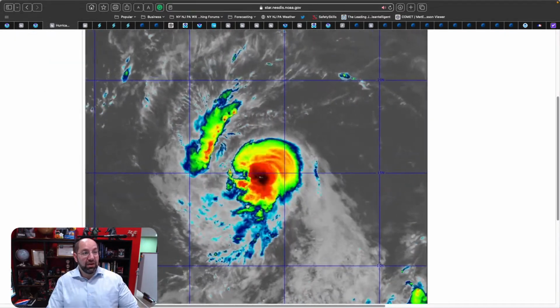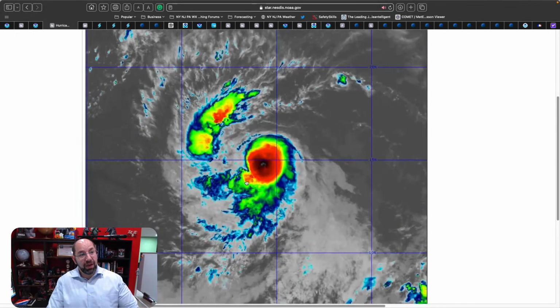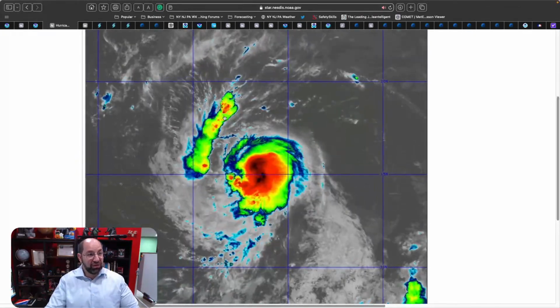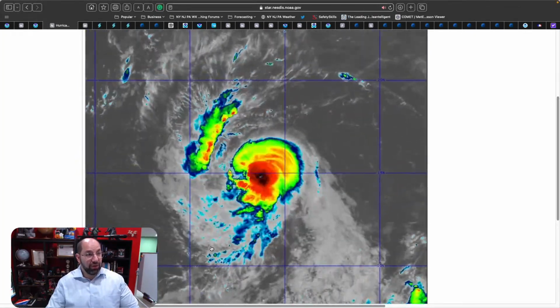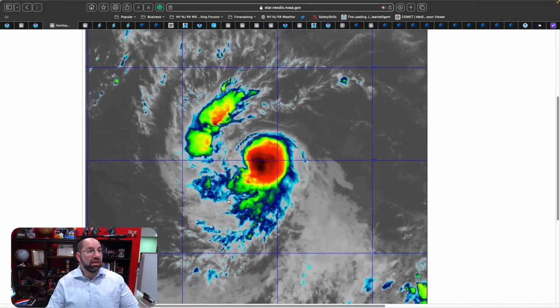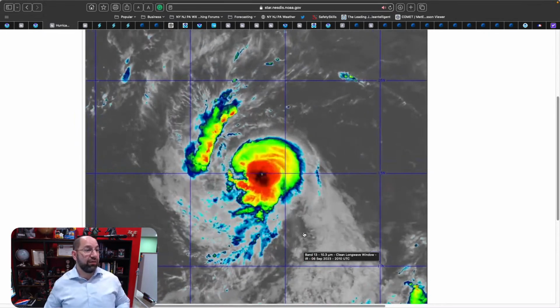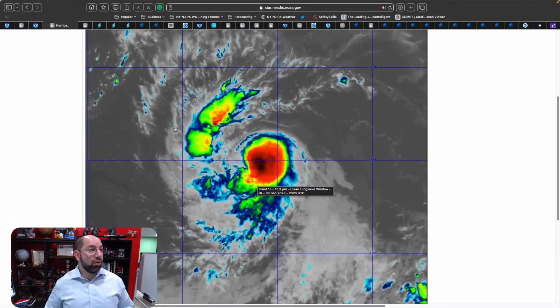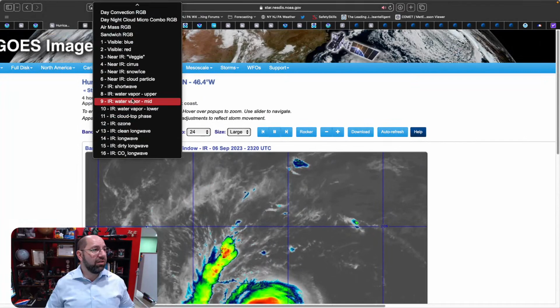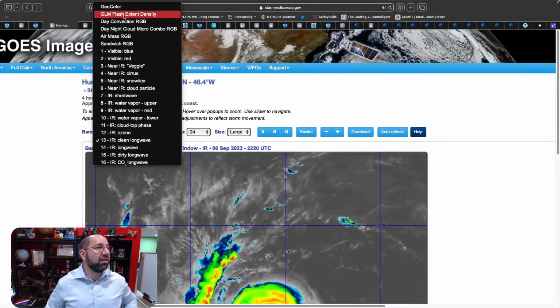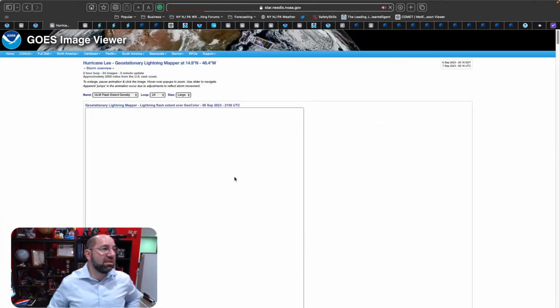So I like the idea of a major hurricane developing out of this. A nice central dense overcast, nice setup here with the outflow here. Everything that I would look for as a meteorologist for an intensifying hurricane is standing out here for me. I've got very cold cloud tops. In fact, here, I've got an idea. Let's see if we can see any lightning out of this. Flash density. Let's see.